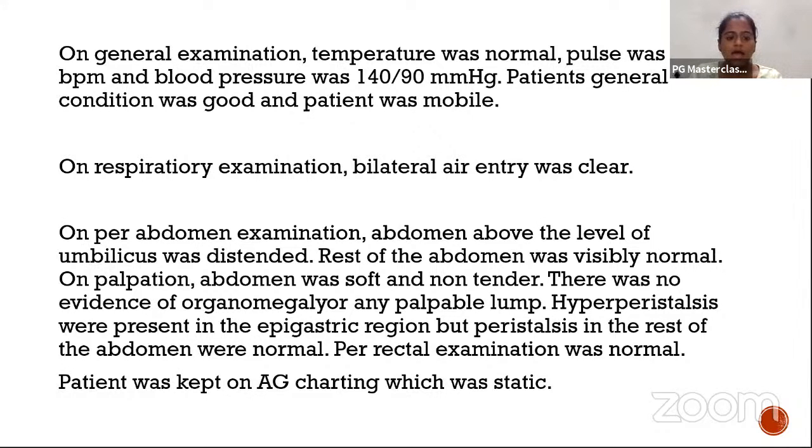On palpation, abdomen was soft and non-tender. There was no evidence of organomegaly or any palpable lump. On auscultation, hyperperistalsis was present in the epigastric region, but peristalsis in the rest of the abdomen was relatively normal. Per rectal examination of the patient was normal. Patient was kept on abdominal girth charting, which was static for the 2 to 3 days that she was kept conservative.